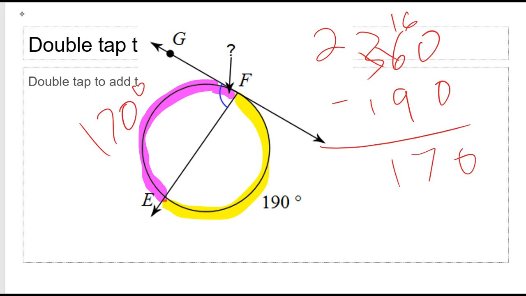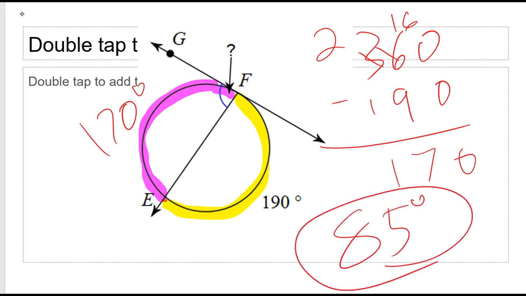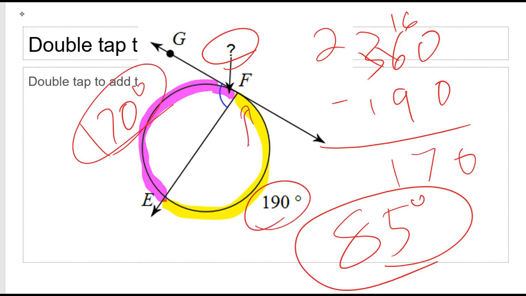Now, I know the purple, so I can get my question mark, which is just cut that number in half, and that would be 85 degrees. And there's my answer. So we're using 360 to find the angle that it goes with, because this goes with this. This one would go with that one right there, the one in the yellow.